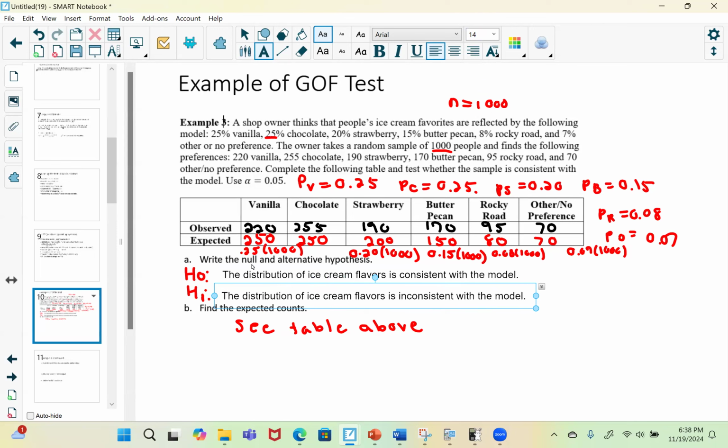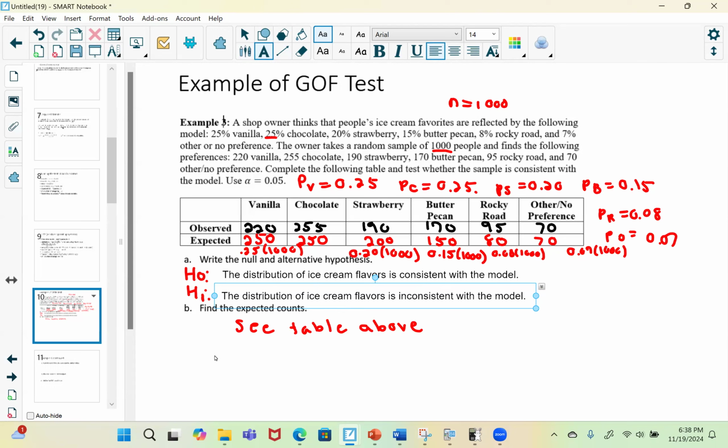What it's saying is for the null, we always assume that the observed and expected would be the same, that they would equal. And the alternative is that they're not equal. So at least one of them is not correct, or it could be multiple of them are not correct. And so we're going to test if there is a statistical difference between the observed and the expected. So B said find the expected counts. We already did that. And then we're going to run the test.